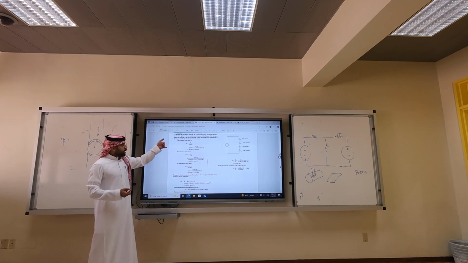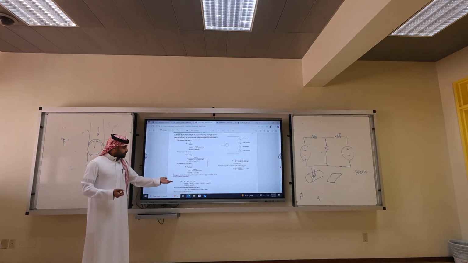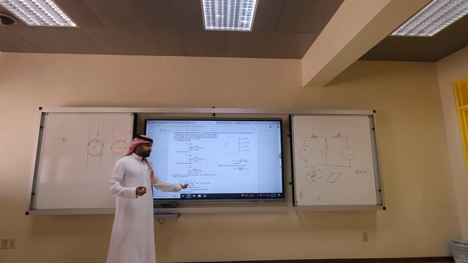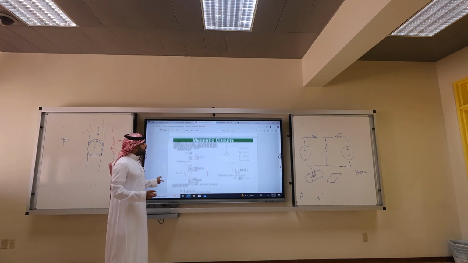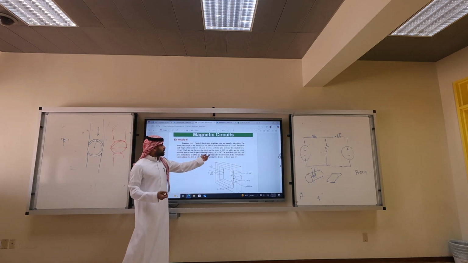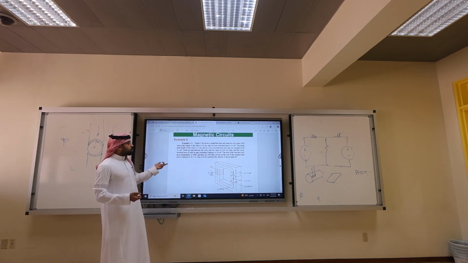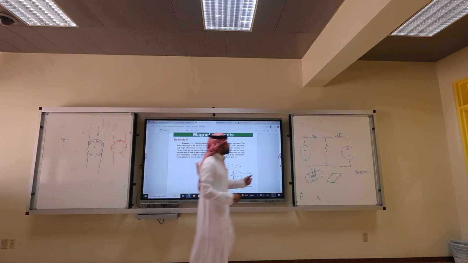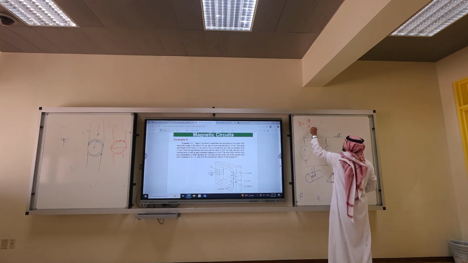Once you do all R1, R2, R3, R4, you combine them. If you combine them, you'll get this number, 751,000. Then you use the formula, F equals Ni. I know N from the problem. 200. What is I? 1 amp. So he's asking what is the flux density. So flux density is flux over area of the air gap.